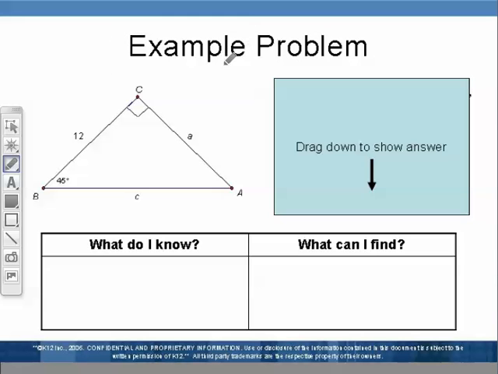How does all that help me? Well, looking at this triangle right here, I see a 45-degree angle right there. That means this one's a 45-degree angle. That means this side over here is 12. And I can look at C right here, and I know for a fact it's going to be the square root of 2 times 12.